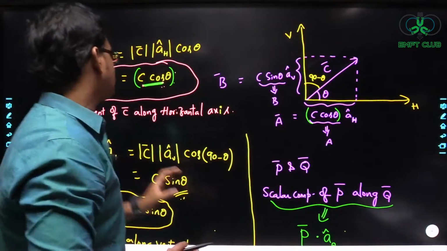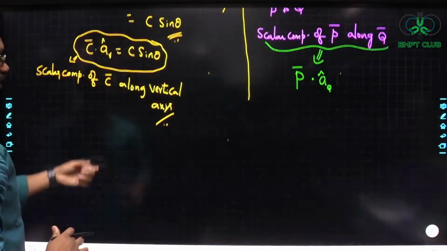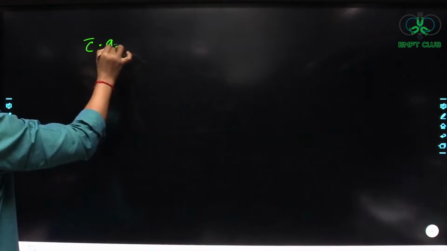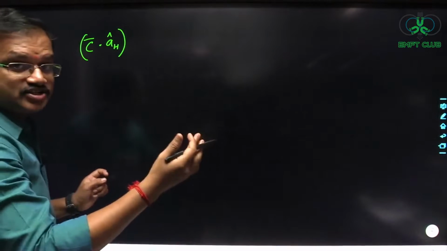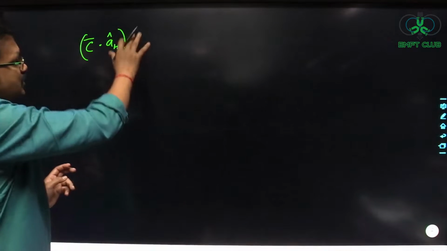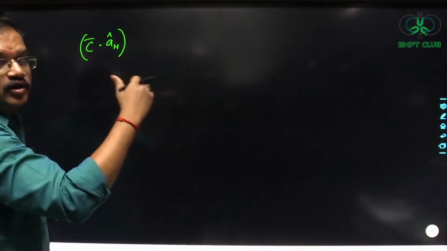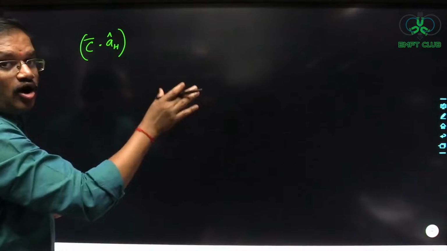Understood? So if you just multiply this, here I am writing, c bar dot a h cap will give you the scalar component of c bar along which direction? Along horizontal direction. So you have to represent the direction also. If you want the vector component, you have to represent the direction also. So it is pointing in which direction? It is pointing in horizontal direction.